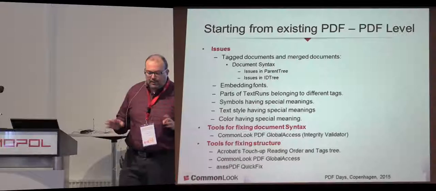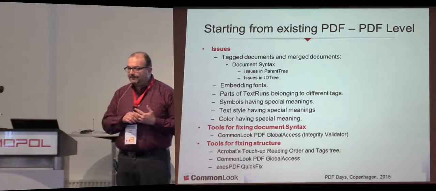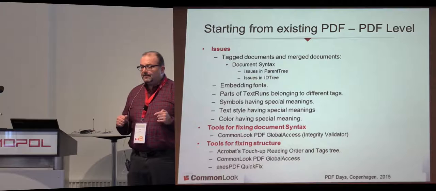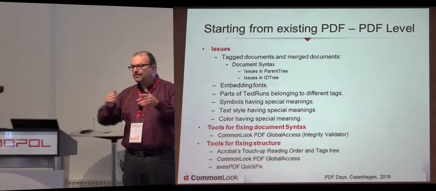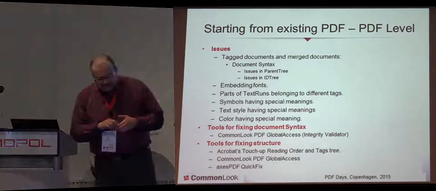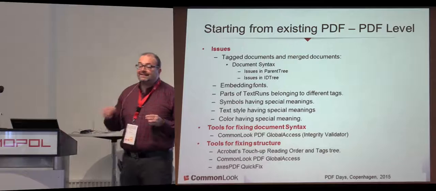In all cases, whether it's a tagged or an untagged document, you may need to embed fonts, because the fonts may not have been embedded. You may run into the issue of having to split certain text strands, because parts of those text strands belong to different tags, for example, two columns or two data cells, so they need to be tagged separately. So you need to split text strands. That's also not very easy to do. Sometimes you run into cases where text style has meaning.